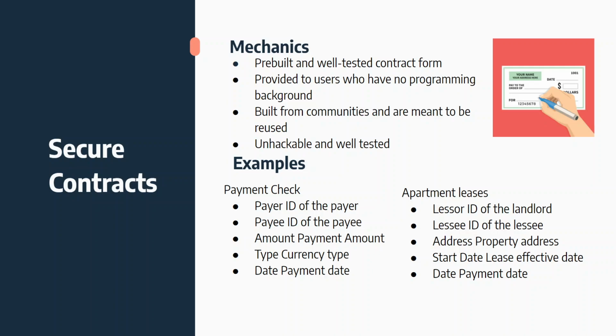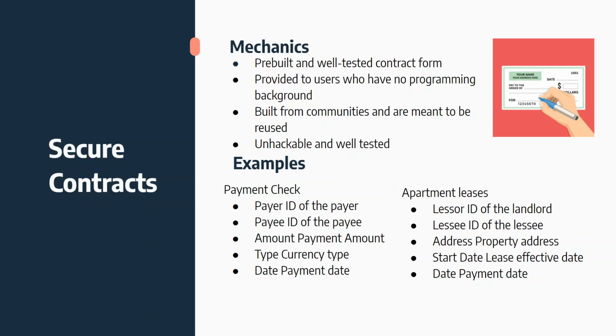A contract form is a template for a contract, and this is simply presented to a user who needs to fill out the terms in the form and simply submit it. Secure forms are useful because they can be provided to users who have no programming background and do not intend to write code to implement a contract. Pre-built contract forms are readily available for users to use and deploy. On top of that, secure forms for various industries are built by communities and are meant to be reused.